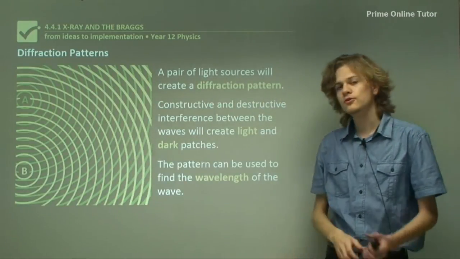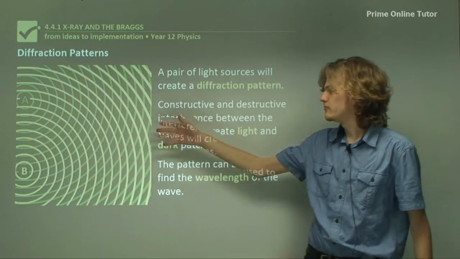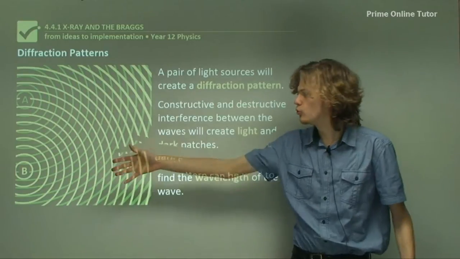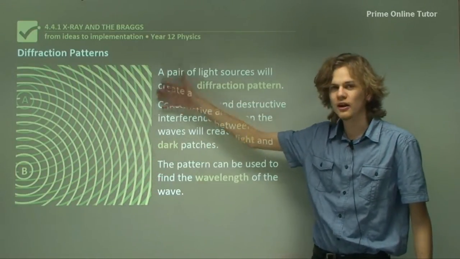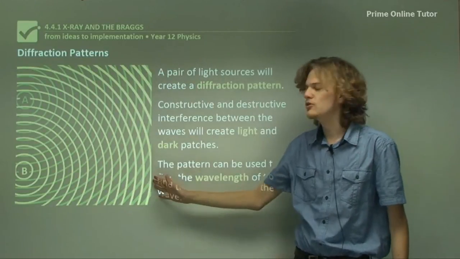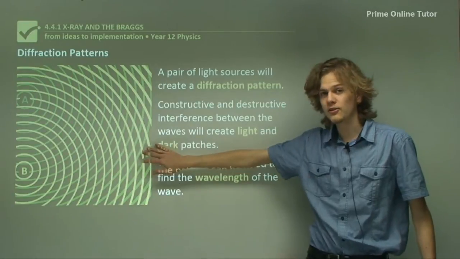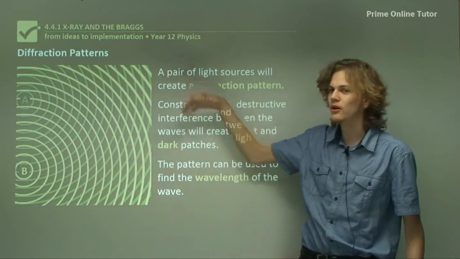So the pattern can be used to find the wavelength of the light sources. We can see that if B and A both had very long wavelengths, so the circles were separated by a big distance, then the black and white or dark and light pattern on the edge of the page here will be very different to if the circles are very close together like this, where obviously the light and dark pattern will have light and dark very, very close together.